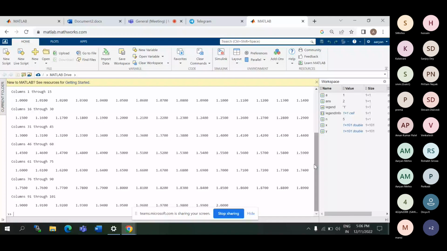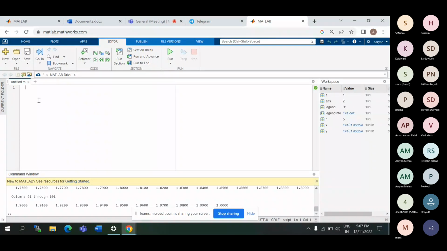But usually we would never write anything in the command window. Whenever we start writing any code, we start by creating a new script. A new script allows you to write an entire code and then run it. If you write in the command window, at every step it will show you the result. But in a script you can write the entire code at once, and in the end you can say, okay, now run.